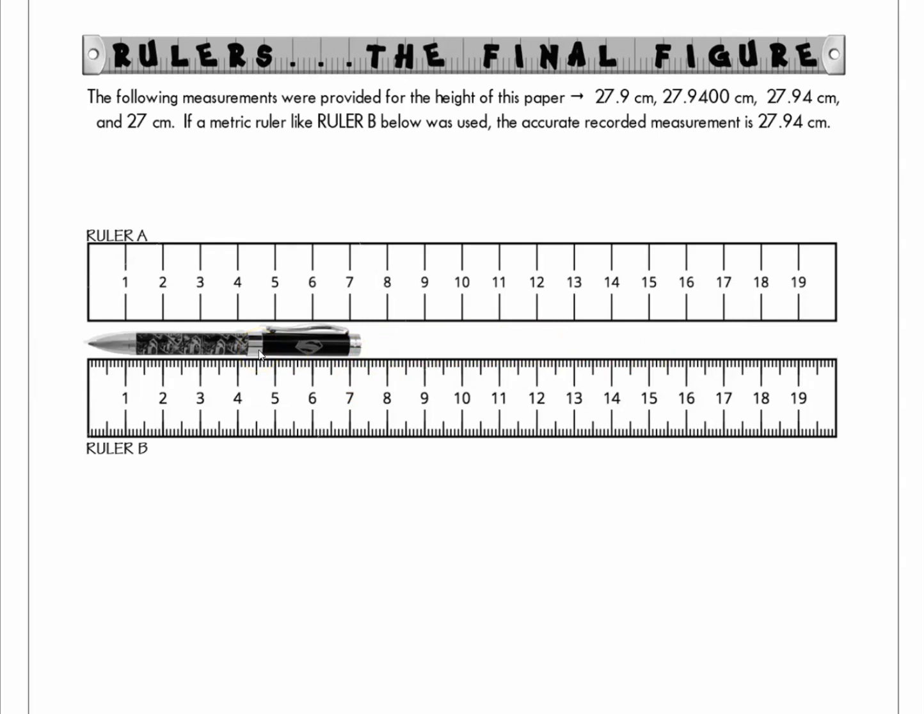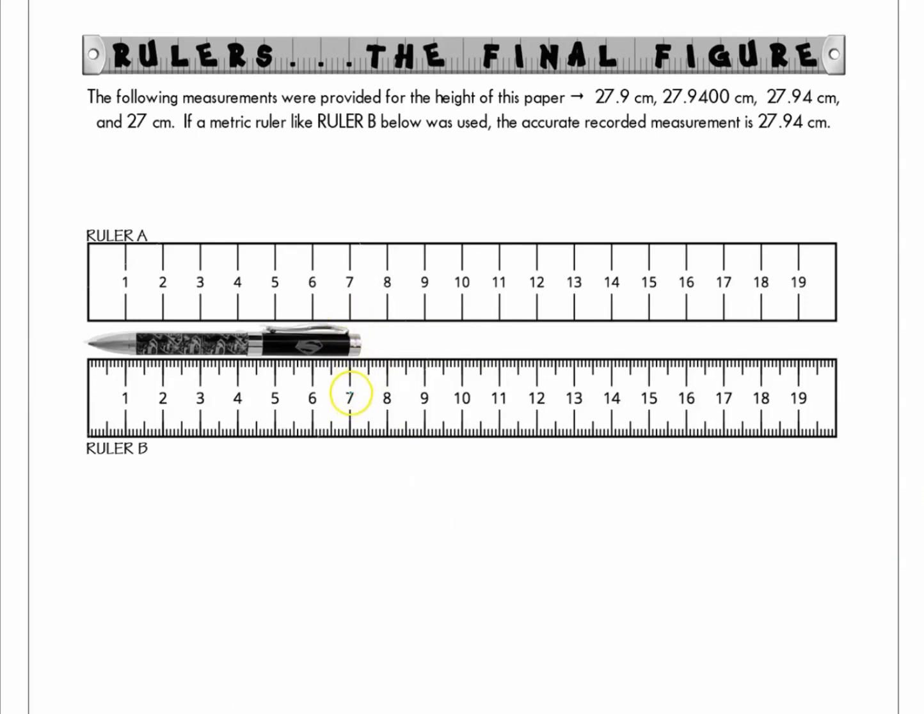Little shout out to Benson Hegeman, who's the student who gave me this pen at the conclusion of the wonderful first ever play at Ridgeline High School of Legend of the Riverhawk. So record your measurement here.